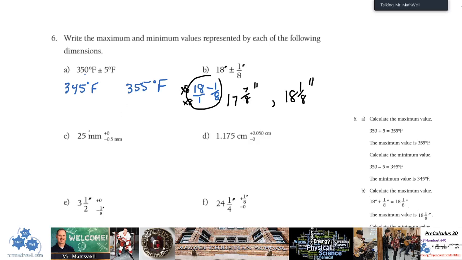All right, maximum minimum value. Well, what does this look like? This looks like a maximum value, because you can't add any more here. It's adding 0, but you can subtract a whole 0.5 millimeters. So it looks like the minimum is what? 24.5 millimeters. That's the minimum value. And the maximum value is this given 25 millimeters. Okay, remember that's just that notation that we just learned.